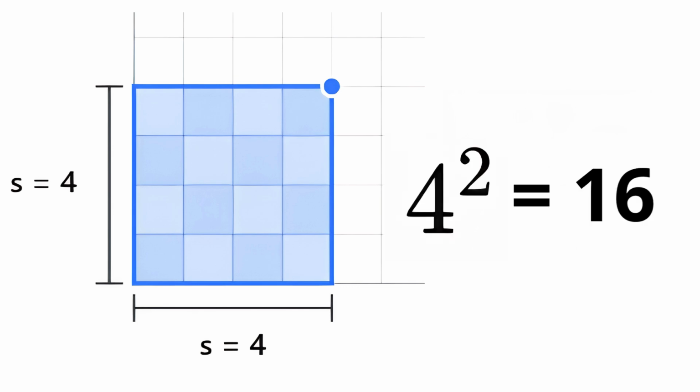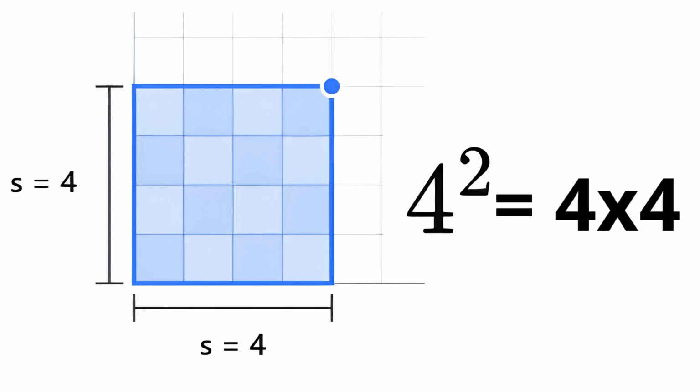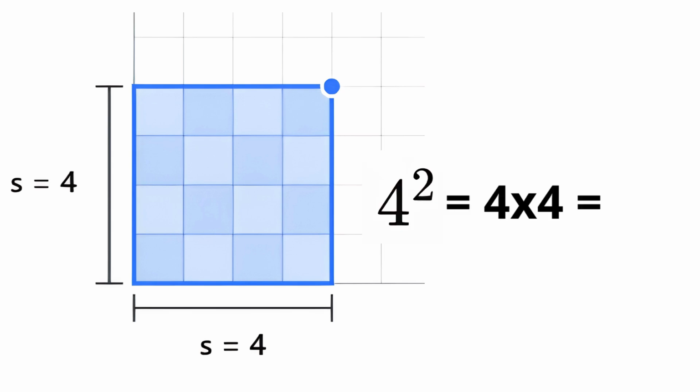4 squared equals 16. But what does this small 2 actually mean? The 2 tells us that we are using the number 4 2 times as a factor. So, 4 squared means 4 times 4. And 4 times 4 equals 16.